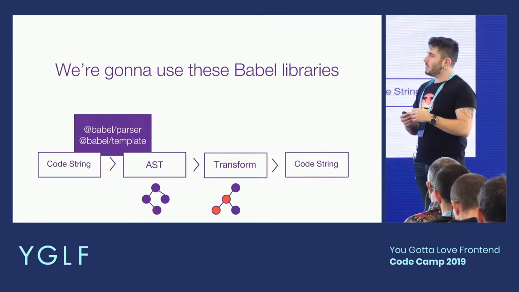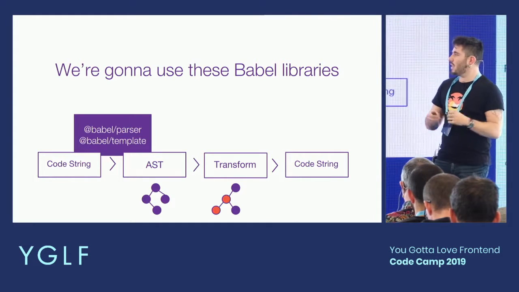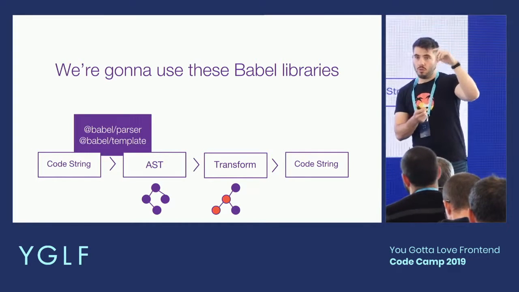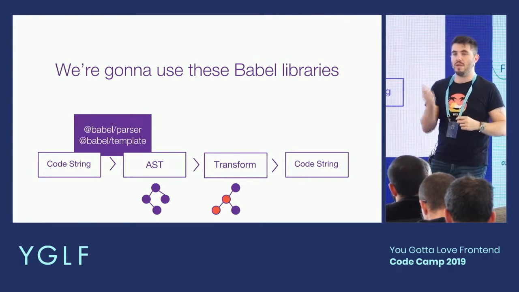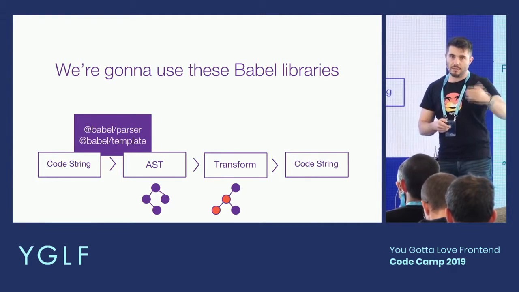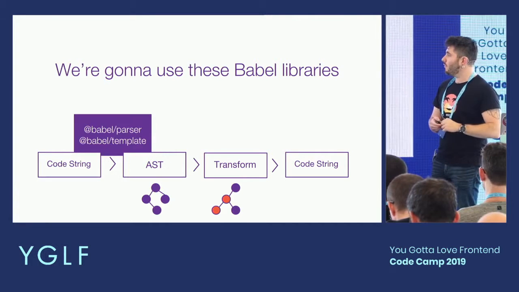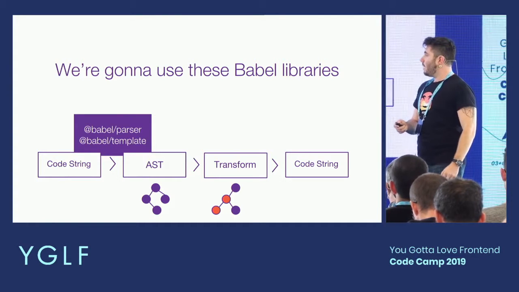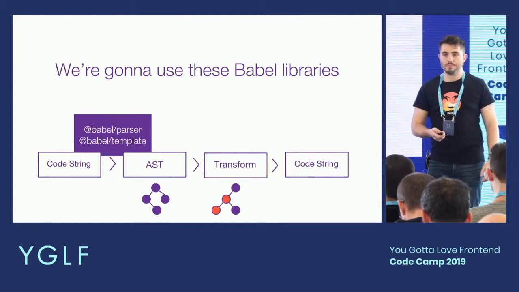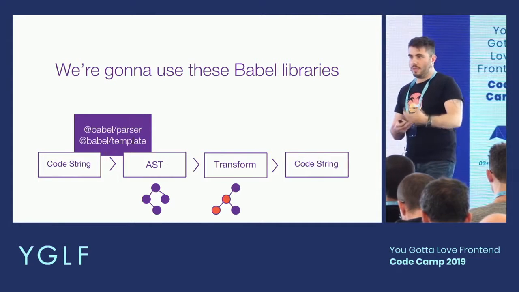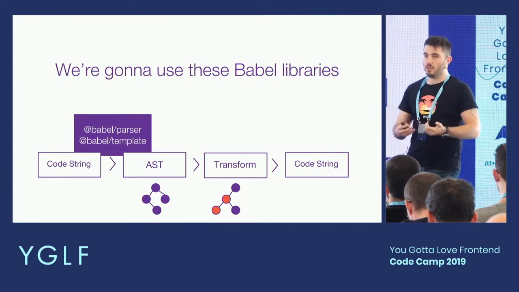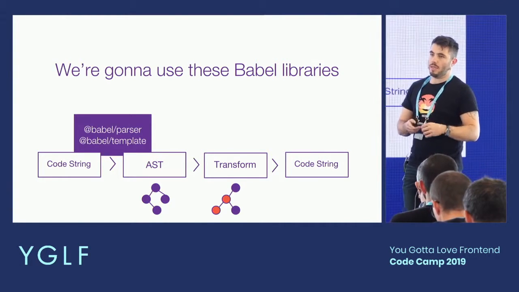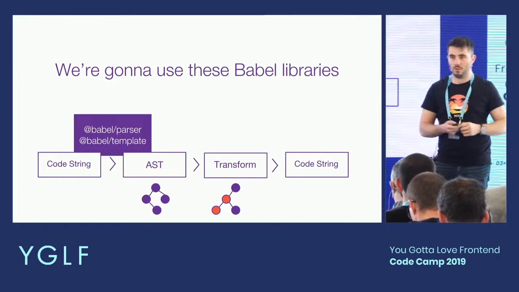Babel Template is just a nice utility library, which basically allows you to take a code string with placeholders and then replace those placeholders with AST nodes and get an AST back. Very convenient. So once Babel Parser has given us the AST, we will transform it. But if you look at a typical AST, it's a pretty big object. And looking at and traversing it can be a real pain. It's really, really inconvenient and inefficient.